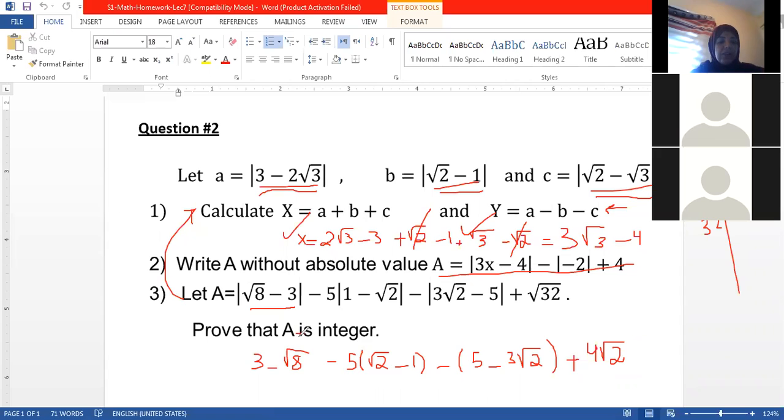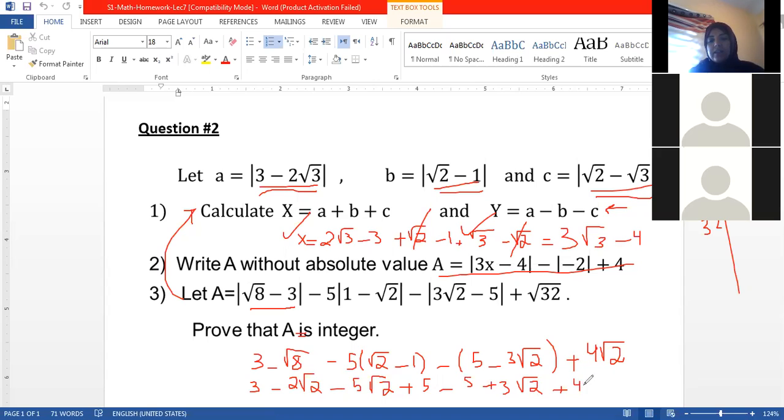It should be an integer. Let us see if it's going to give us an integer number. So now we need to simplify radical 8 as well. Radical 8 is written as 2 radical 2, very good. Minus 5 radical 2. Plus 5. Very good. Plus 2 radical 2, plus 3 radical 2, plus 4 radical 2.